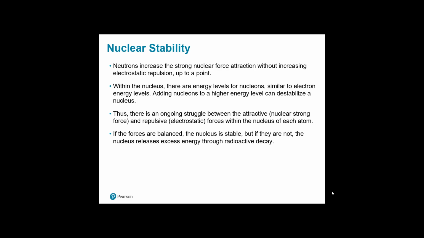However, there is a fine point. There's a limit to how many neutrons you can add. Eventually, you'll add so many that it will start decreasing the stability of the nucleus. Why is this? This is because of energy levels, which are similar to the way we understand it with electrons. There are energy levels for the nucleons in the nucleus. The addition of too many neutrons puts the excess neutrons into higher energy levels, which destabilizes the nucleus. Remember, chemistry is all about lower energy making the most stable.